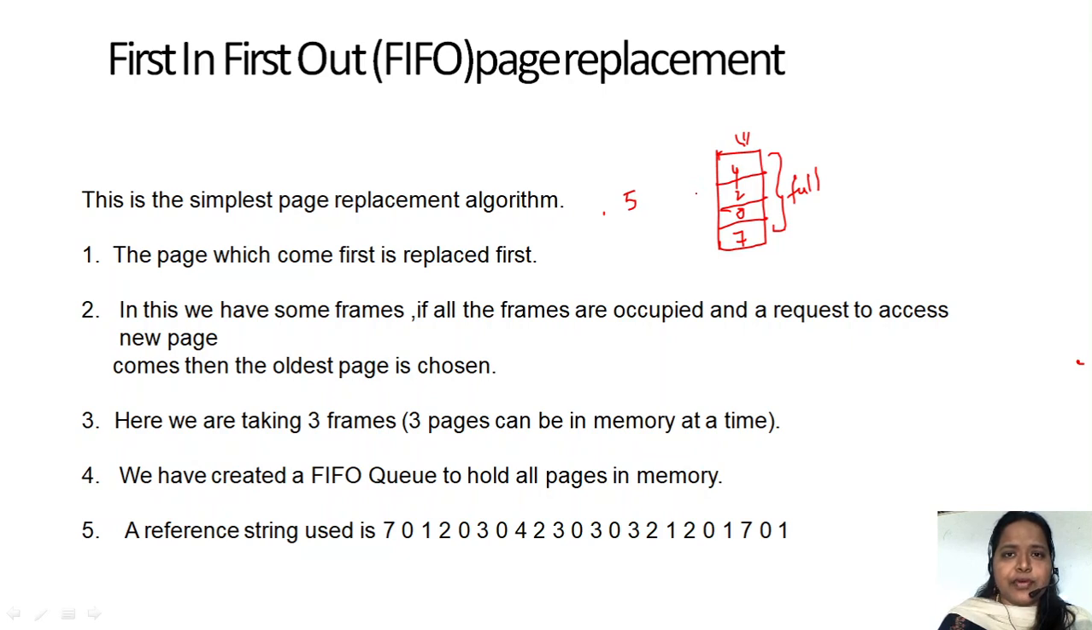Which page do we have to replace? As the name itself indicates, first in first out. Which page came first into the main memory? We have the 7th page. So first in first out: we have to remove this 7th page first. We remove the 7th page, and in the place of 7 we allocate 5. Next in the queue is 0, which we inserted second, and we replace it with 4.